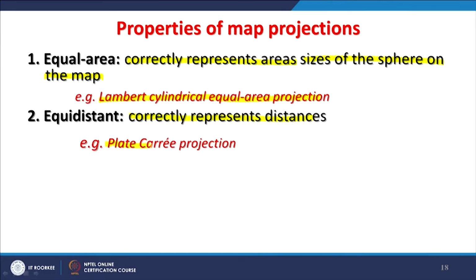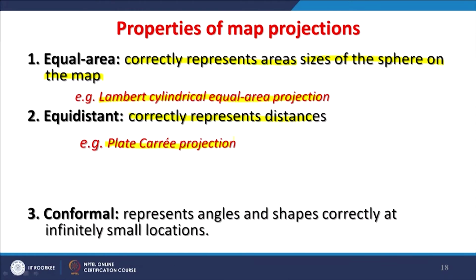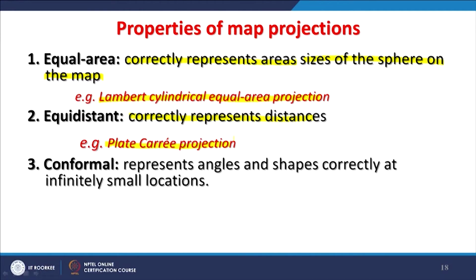An example is the plate carree projection, which we do not use in India, nor does the Survey of India use this projection. And then there is the conformal projection, which represents the angles and shapes correctly at infinitely small locations. There we also have Mercator projections; again, the UTM projection is an equal area Mercator projection.